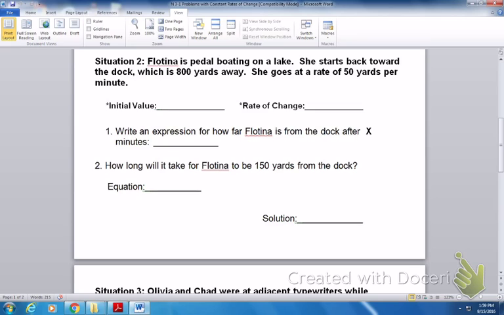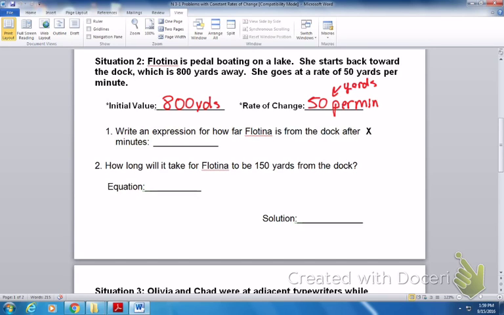Flotina is pedal boating on a lake. She starts back towards the dock, which is 800 yards away. She goes at a rate of 50 yards per minute. So let's go ahead and look for our initial value. She starts 800 yards away. So I'm going to put that, that's our initial value. The change, again, has that word per. It's 50 per minute. And since we're talking about yards, I'm just going to go ahead and specify it's 50 yards per minute.